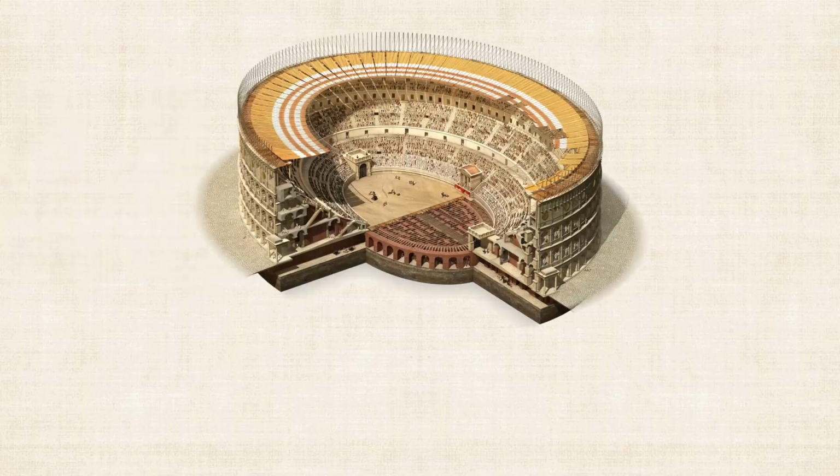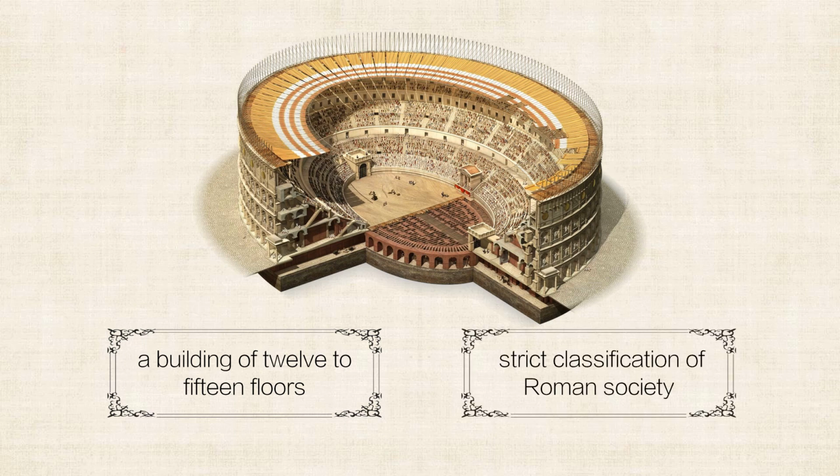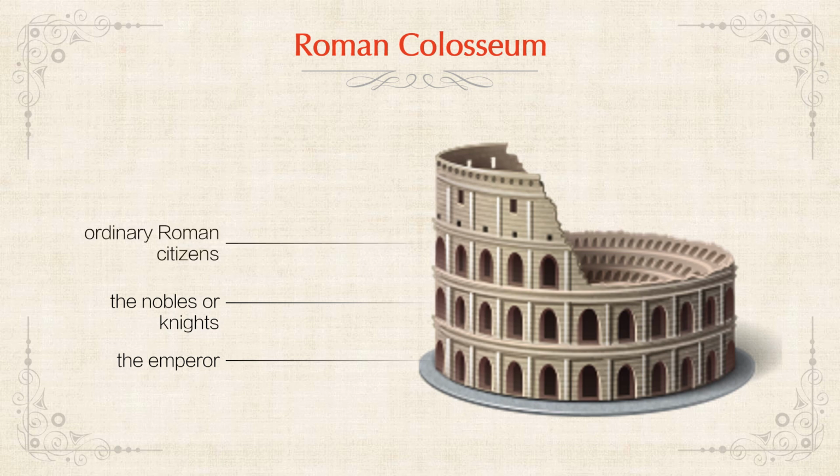Viewed from the outside, the great amphitheater was as tall as a building of 12 to 15 floors. And arrangements of seats inside were designed with strict classification of Roman society. So the emperor could sit in special boxes on the first floor. The second floor was occupied by the nobles and knights. The third floor was reserved for ordinary Roman citizens. The attic on the top floor was for the poor, slaves, and women.